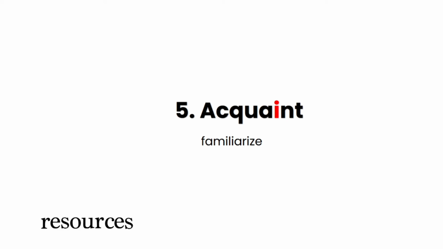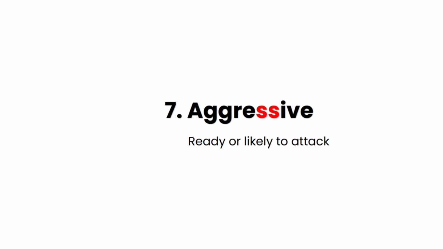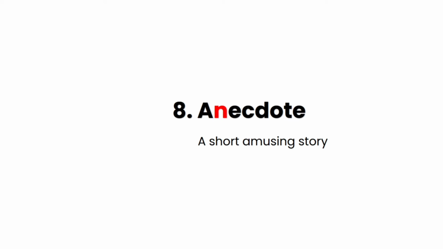Acquaint. Make someone aware of or familiar with. Aficionado. A person who is very knowledgeable and enthusiastic about an activity. Aggressive. Ready or likely to attack. Anecdote. A short, amusing or interesting story about a real incident or person.